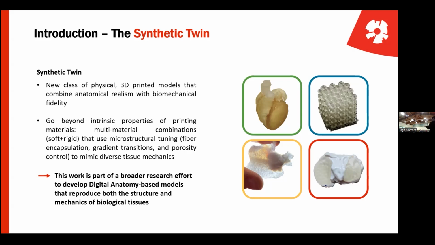The novelty lies in the mechanical properties of the materials we use, which are called the digital anatomy materials. We take the base materials and we push them one step further by combining them in different combinations. So using soft and rigid materials, we combine them and create a new blend that has, for example, intermediate properties. And we can also work on the microstructure of these materials. So, for example, by embedding microfibers, by controlling the porosity, or inserting gradual transitions from one material to another.